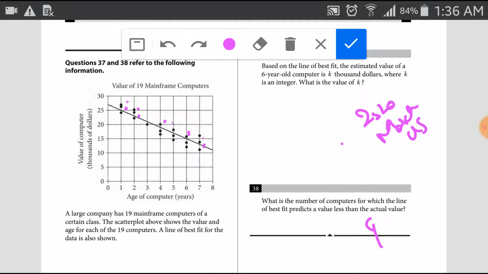Question number 37. Based on the line of best fit, the estimated value of a 6-year-old computer is $1,000. So all we have to do is read the value. From the graph, we'll go and read the value on the line, because remember, whenever they say the estimated value, always read the line. So in this case, this is just going to be 15. That's the value of K, the value when the age of the computer was 6.